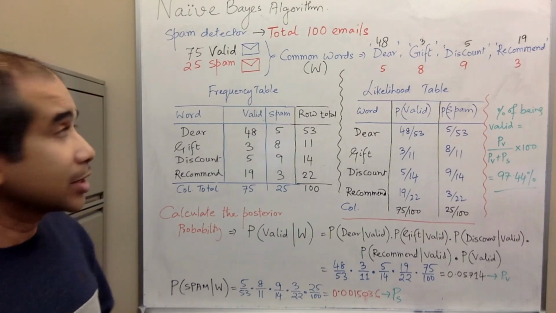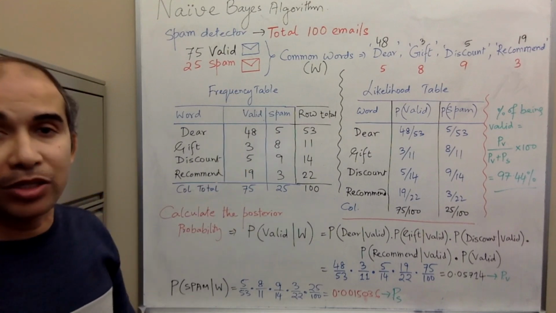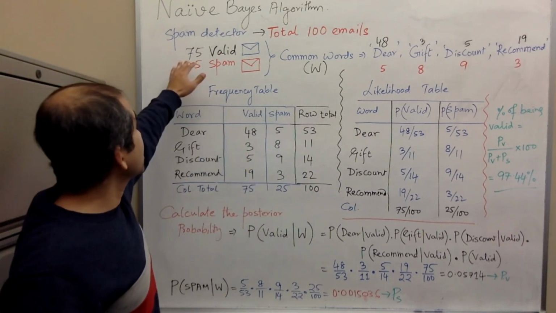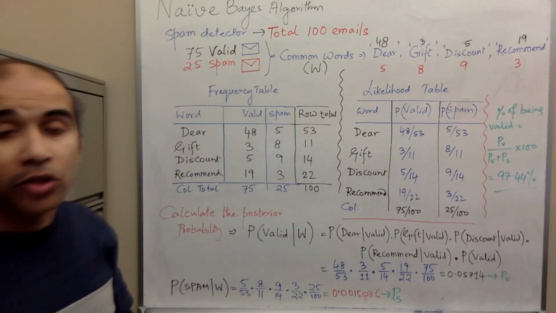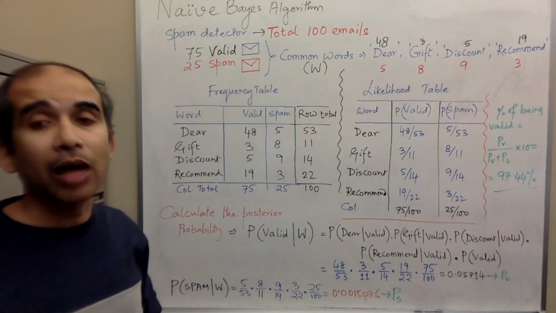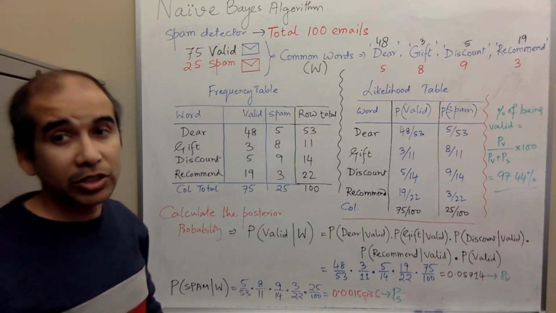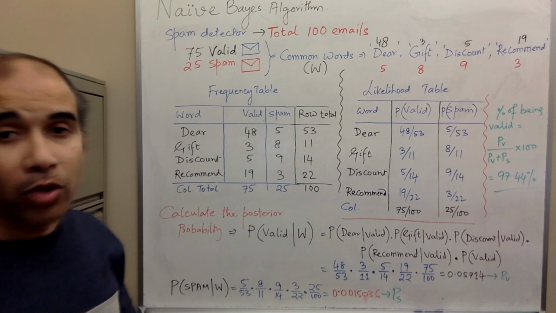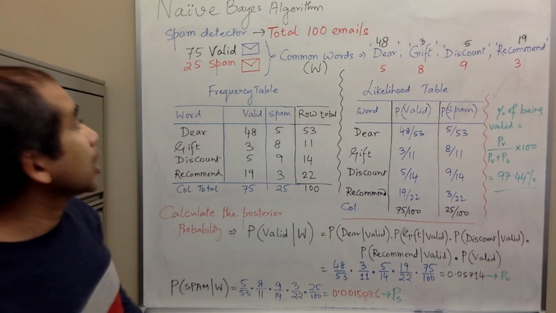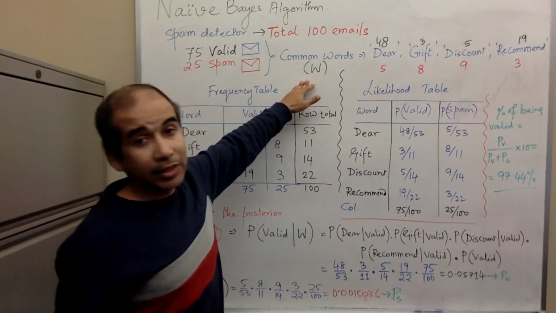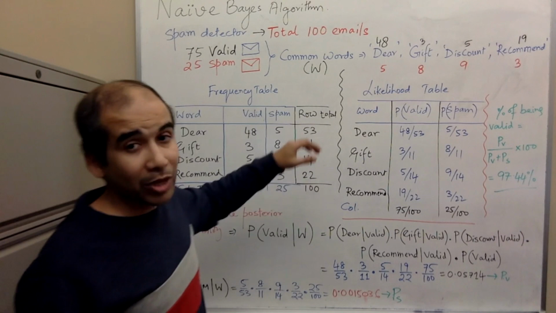So what are the conditions? Let's see, there are 75 valid messages and 25 spam messages. Valid messages are in black or blue, and spam messages are in red. Now consider that they have common words like dear, gift, discount, or recommend, in the spam messages and in the non-spam, or valid, messages. We call this set of words W, like the features. It's kind of the feature set, like the X we had earlier.